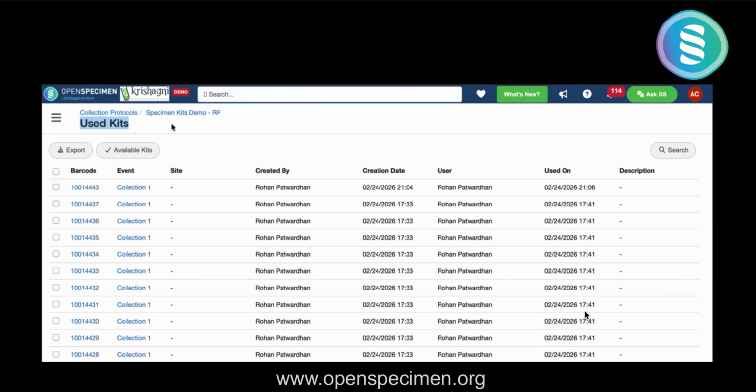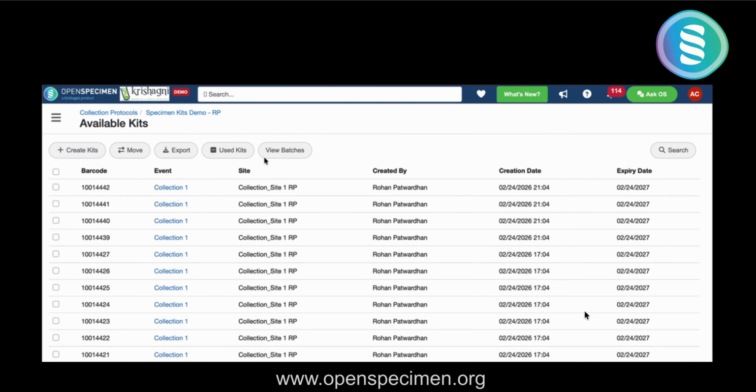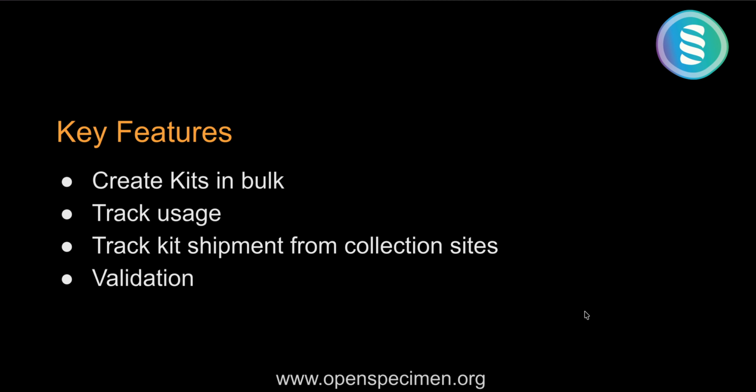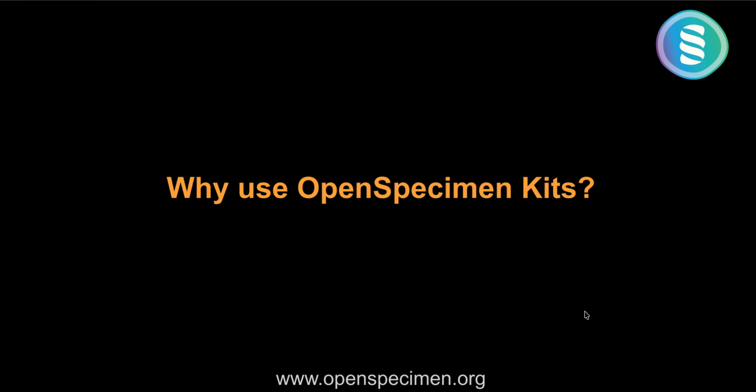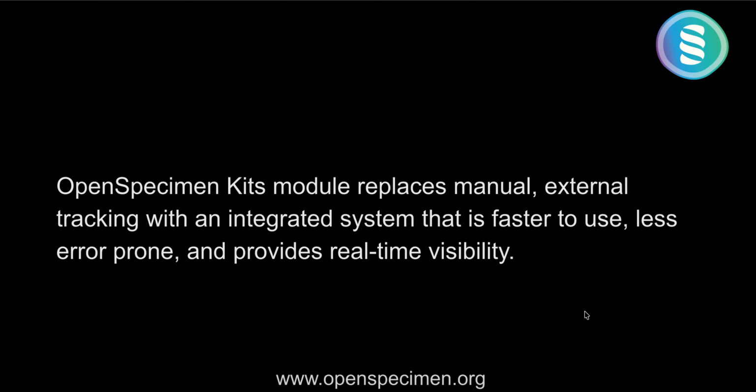Apart from this, OpenSpecimen also provides several key features which make it easier to handle and manage the kits. First, it allows the users to create multiple kits in bulk. Secondly, the users can track the usage of the kits, as in what kits are available and what kits are used. So this is how it looks. It shows the list of available kits, and in the used kits tab, it shows the list of the kits that are used and the visit to which it is used.